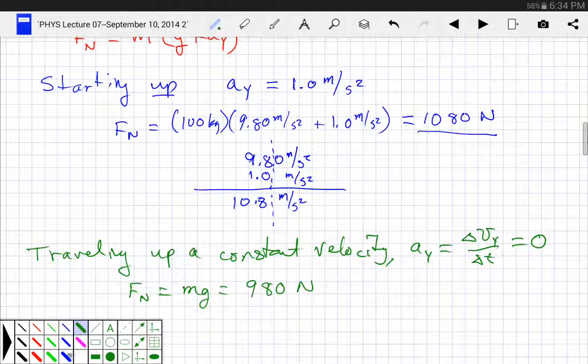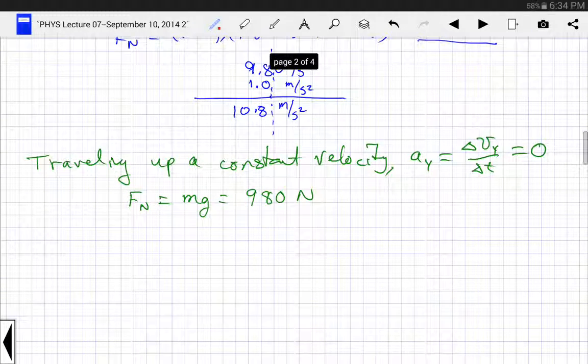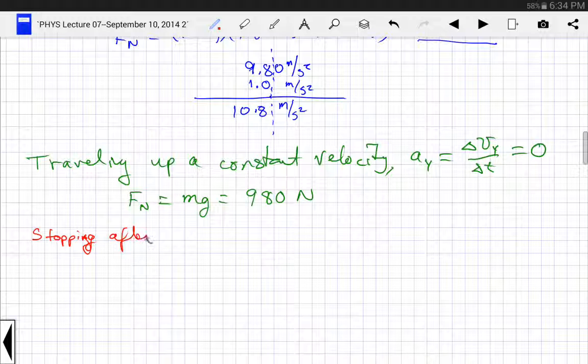What about when he's stopping? So when he's been going up, now he's stopping after ascending.